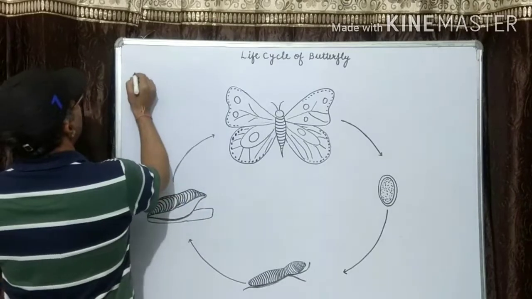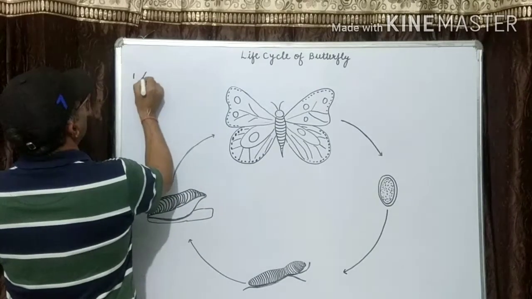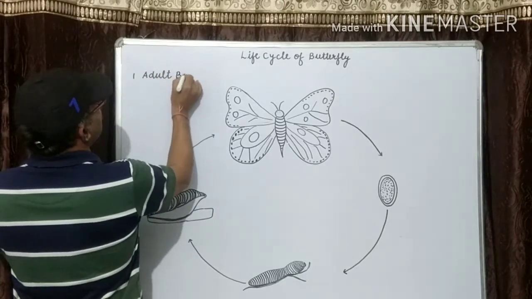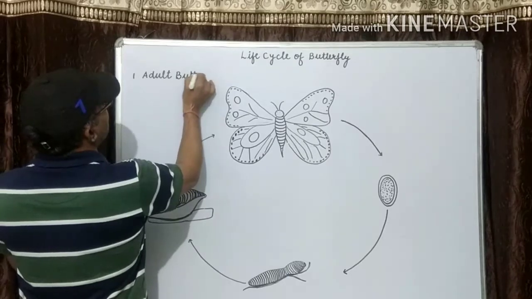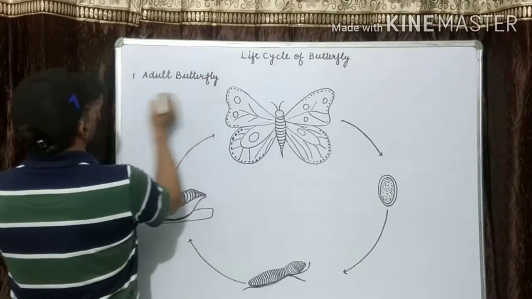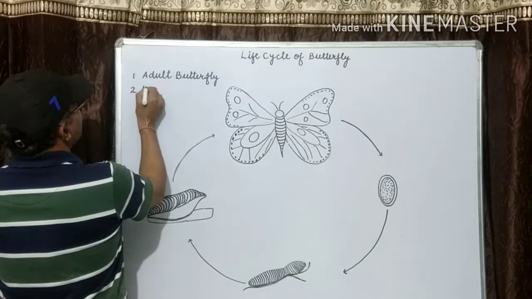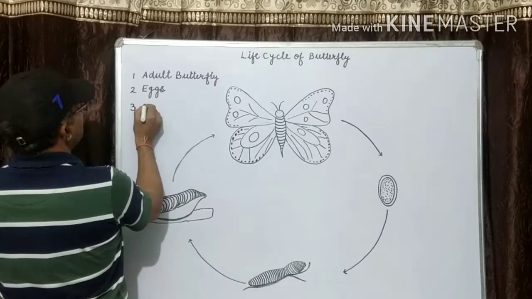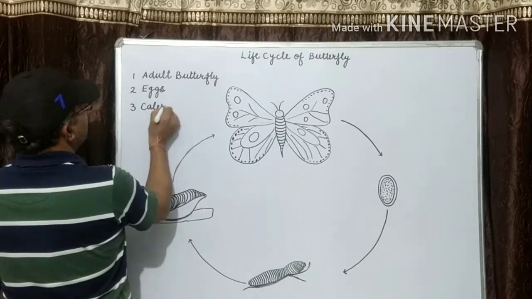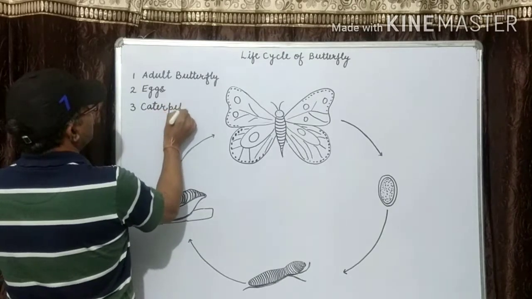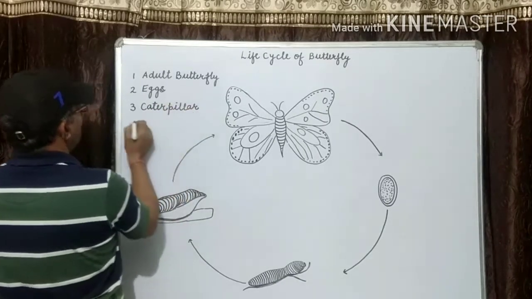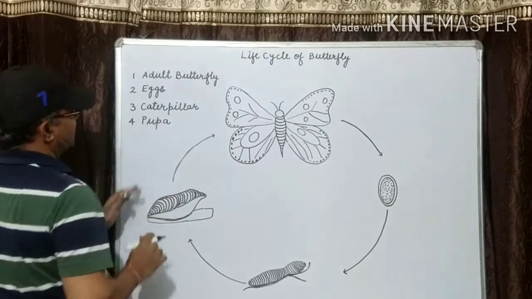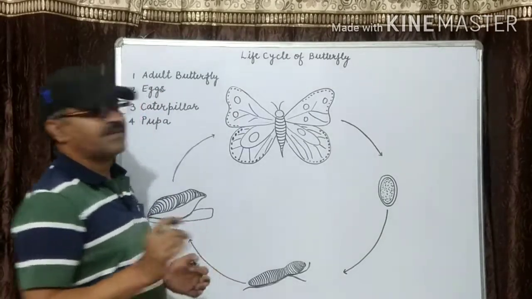These are: number one, adult butterfly. Second is eggs. Third, caterpillar. And fourth is pupa. These are the four stages in the life cycle of a butterfly.